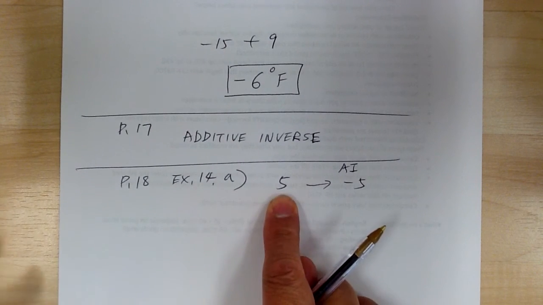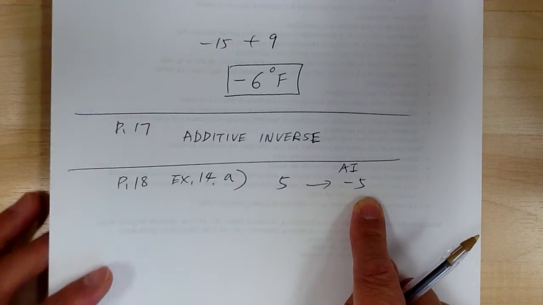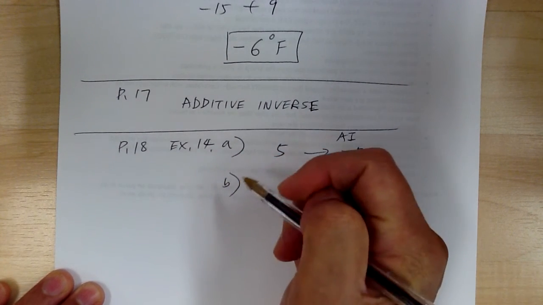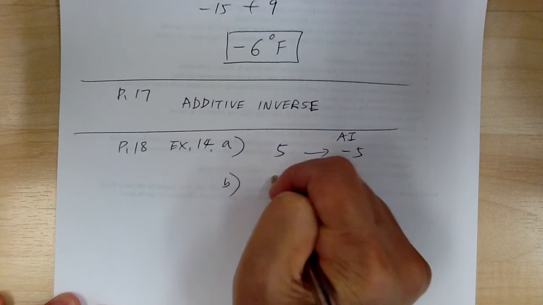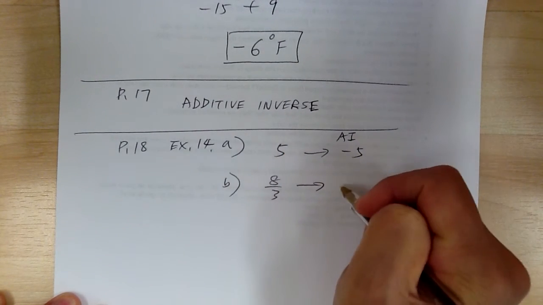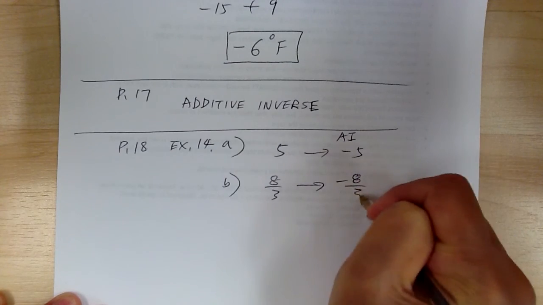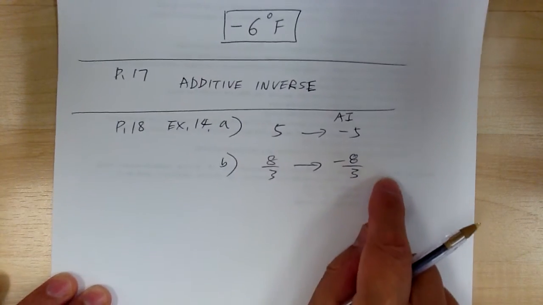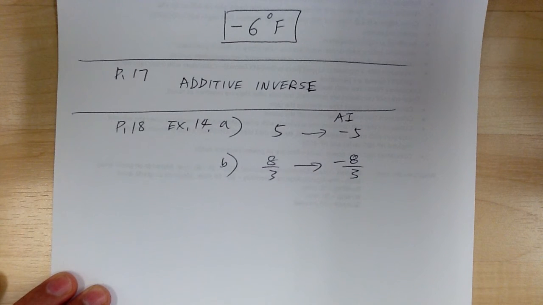Okay, so if it's 5, the additive inverse would be negative 5. Okay, so that's what that is. So B, if you have the 8/3, then the additive inverse would be negative 8/3. Again, additive inverse just means the opposite, right? Okay. Let's continue on. Let's go to example 16.